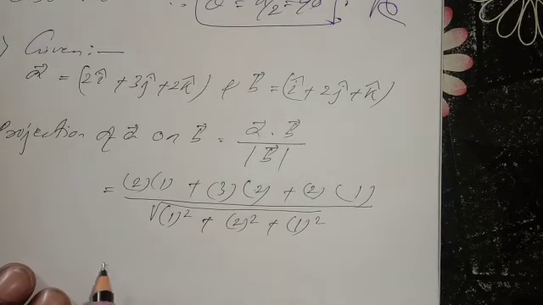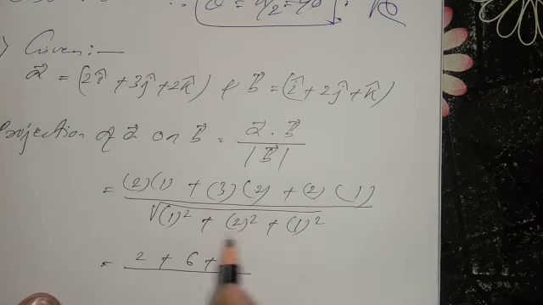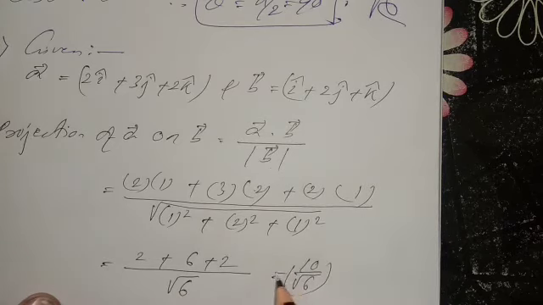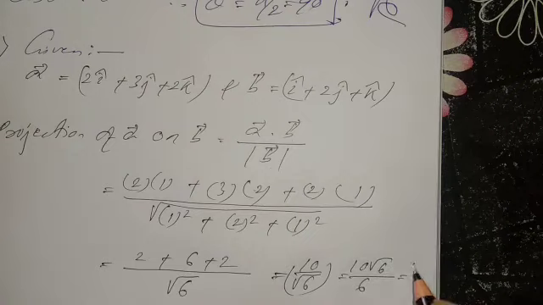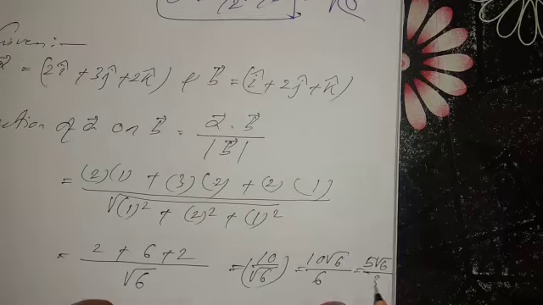Now see how much is coming. The numerator is 2 plus 6 plus 2, and the denominator is 1 squared is 1, plus 4 is 5, plus 1 is 6, so root over 6. This is coming 10 by root over 6. This is the answer, projection of A on B. If you rationalize the denominator, the result will be 10 root 6 by 6. That means it will go by 2, so 5 root 6 by 3. And this is the answer.